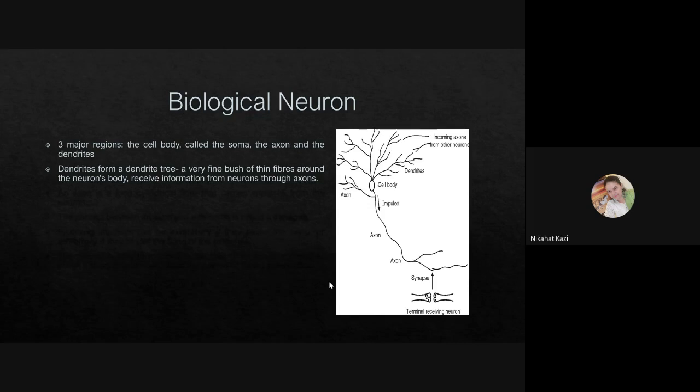From other neurons, so it's a network of neurons. Other neurons give out some signals, and those signals will be received by the dendrites of a neuron. The dendrites form a dendrite tree, which is a very fine bush of thin fibers around the neuron's body.